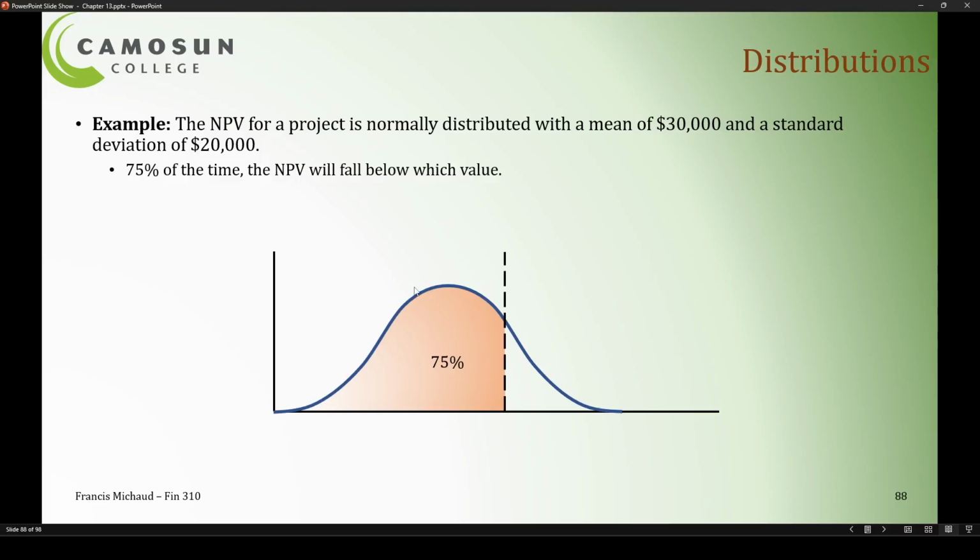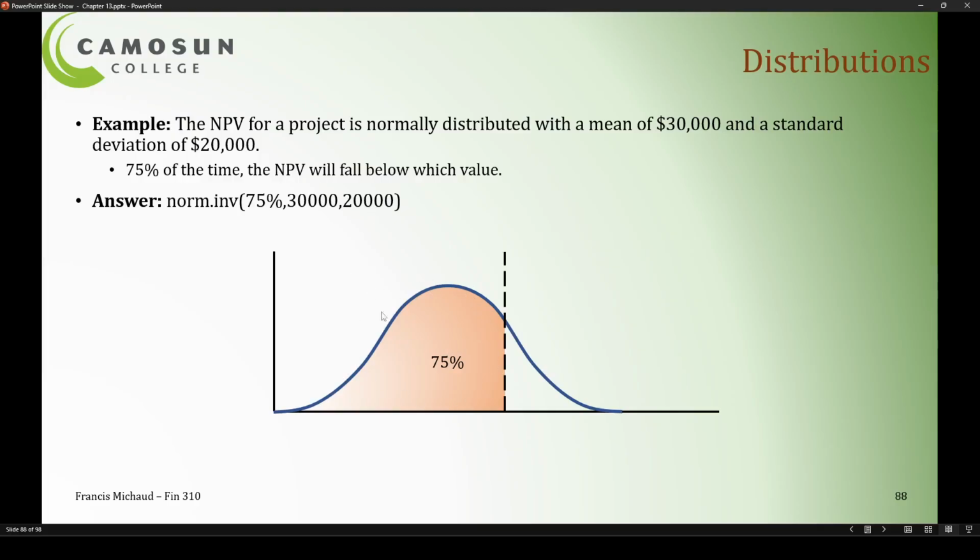Well, that is the other function I talked about. That's the norm.inv function, right? So I'm going to use the norm.inv function. I'm going to evaluate it at 75%. Okay, the mean is 30,000. The standard deviation is 20,000.